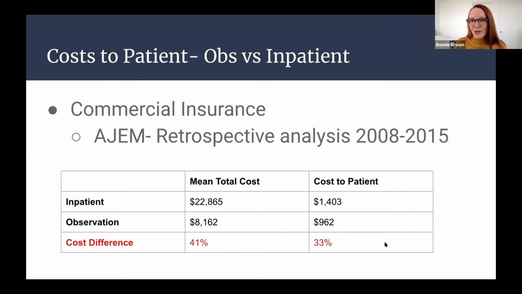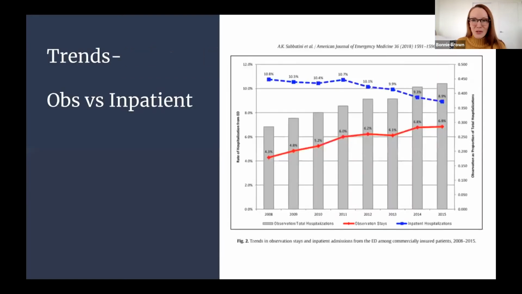So those are two studies that you can look at and maybe quote when patients ask you about this. All right, so I just wanted to show you some nationwide trends about admissions from the emergency department. The top line here, the blue line, is inpatient hospitalizations from the emergency room. And you can see that over time, starting in 2008, it has slowly decreased, while the red line, which is observation stays, has slowly increased across the board.